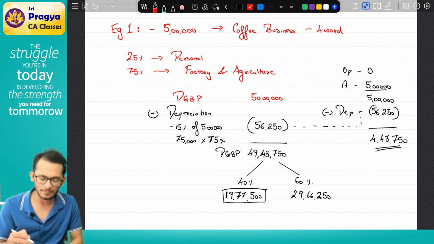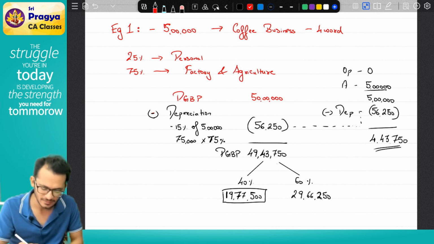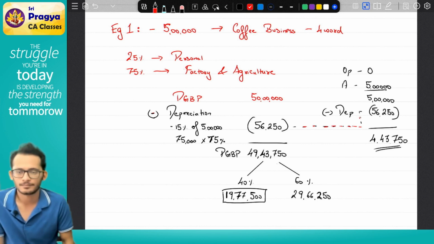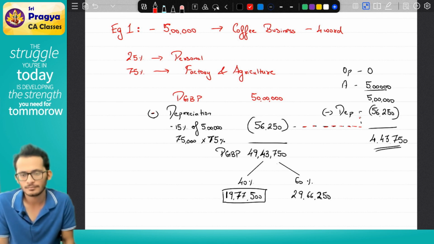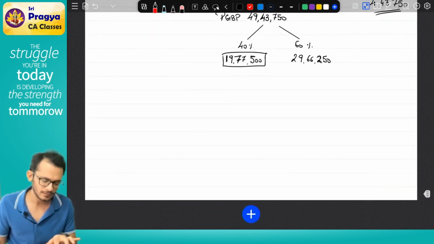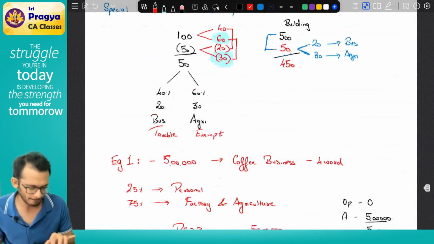In the example, this line is the only important one, the dotted line which you see. The point is that what you need to reduce is the actual value you're showing in your PGBP statement. That's all the idea is. Just remember the dotted line and we go. Can we go forward? Perfect. Scenario number 3.